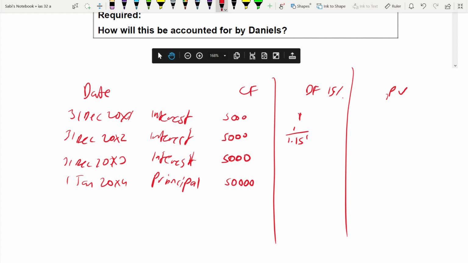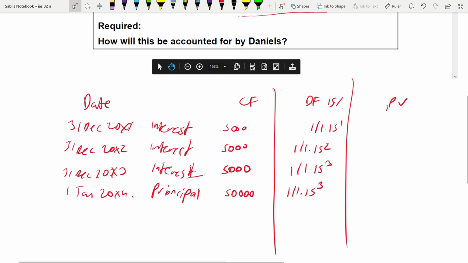I'm sorry, it is here. Okay, this will come here. 1 divided by 1.15 to the power 1. This is based on the number of years. 1 divided by 1 plus that discount rate, that is 15%. Then this will be 1 divided by 1.15 to the power 2, 1 divided by 1.15 to the power 3, and this will be 1 divided by 1.15 to the power 3, still not 4. This is just 1 date difference. Still you will be taking this only. Third year only you are paying the interest as well as the principal. You have to take the third year only. Okay.